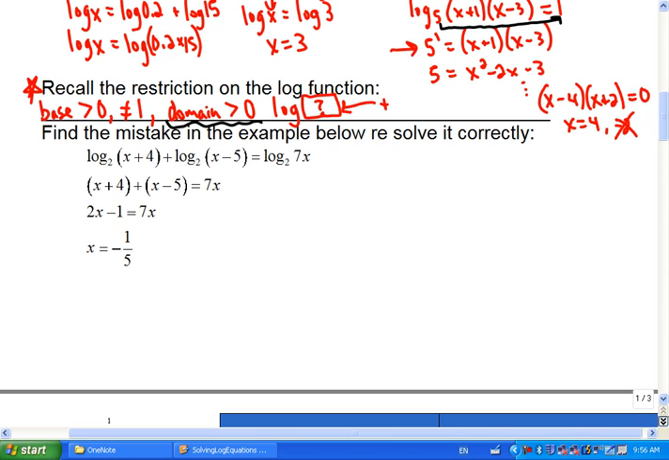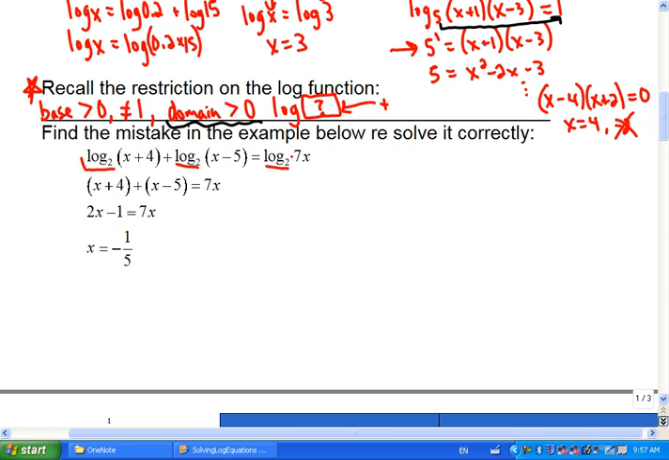But let's take a look and see if we can figure out what the mistake is in the example below. So I'm going to let you take a look at it for a minute, so you probably want to pause it, and then we'll illustrate where the mistake was made. Okay, so hopefully you've had a chance to dig through and look at it. This is in log base 2 for all of them.